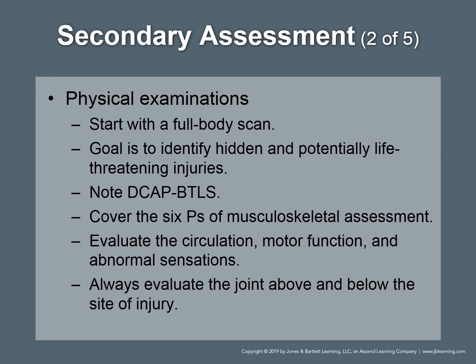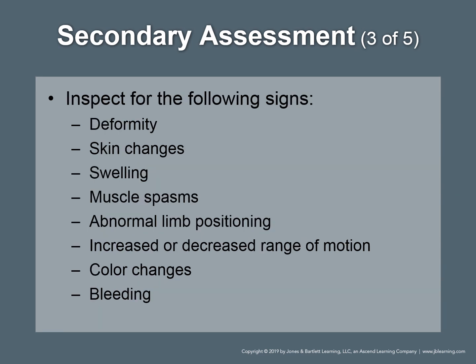Do your full body scan. Identify the hidden and potential life threats. Do your DCAP-BTLS, and we talked about what that means. Cover the 6 P's. We talked about those. Your paresthesia, paralysis, pain, pulses, and pallor. Those are your 6 P's to musculoskeletal trauma. Make sure you're evaluating your pulse, motor, and sensory, and always evaluate the joint above and below. And when you splint, always splint the joint above and below. That way you can restrict that motion.